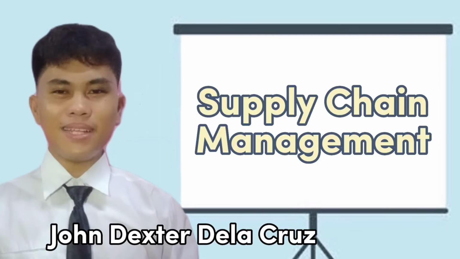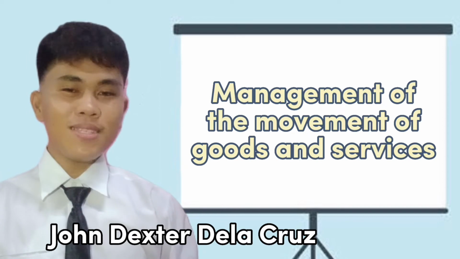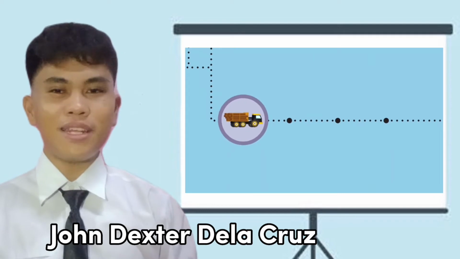Supply chain management. Supply chain management is the management of the movement of goods and services, which covers all procedures that transform raw materials into finished products.